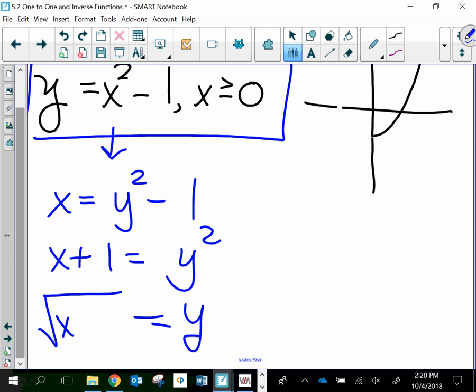Now, when I take the square root, how many values do I have? I have a plus and a minus. So we have to decide which one according to this one. We're not going to take both because that requires 2 values. That's not even what we want. We want a 1-to-1 function. Which one are we going to grab? Positive.